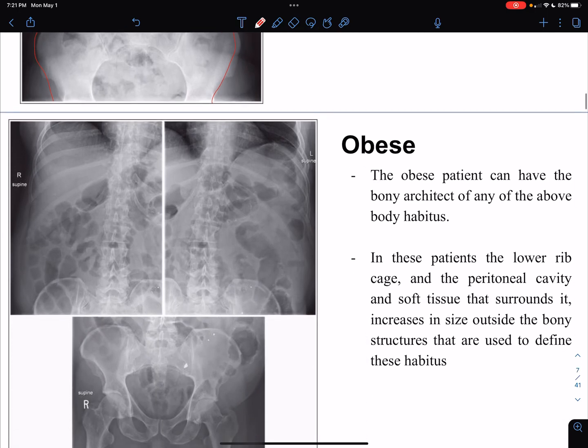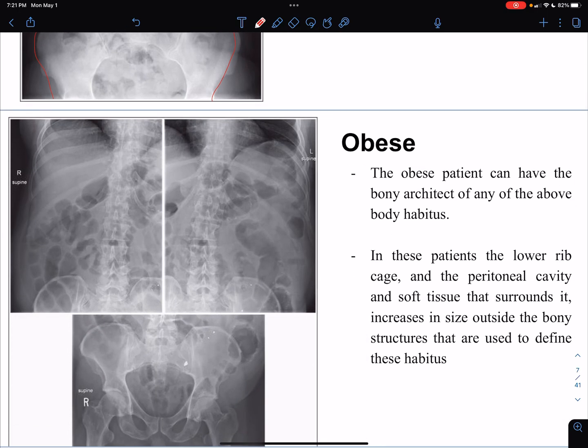So when we get to the obese patient, keep in mind that their pelvis, especially when you are, I'm so sorry, there goes Duke.